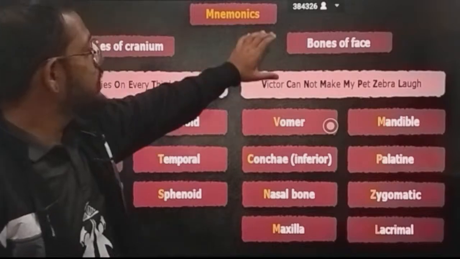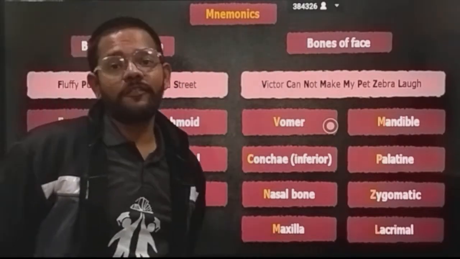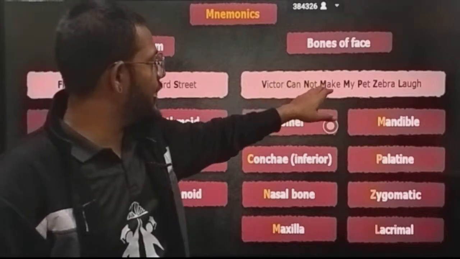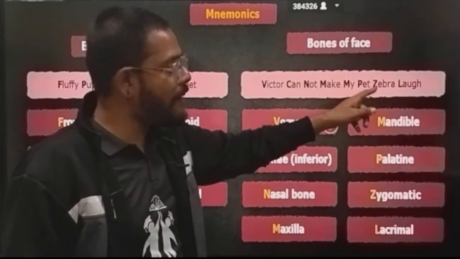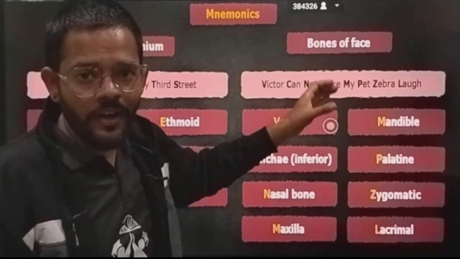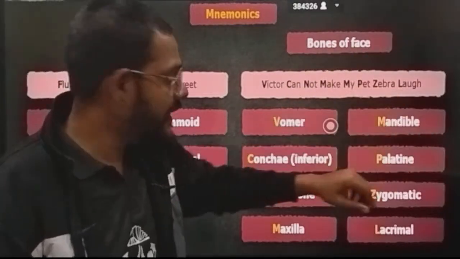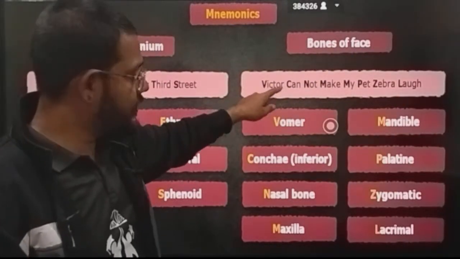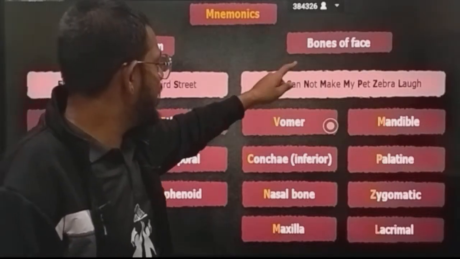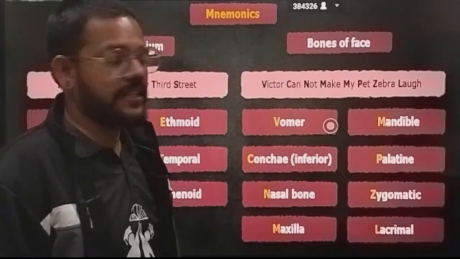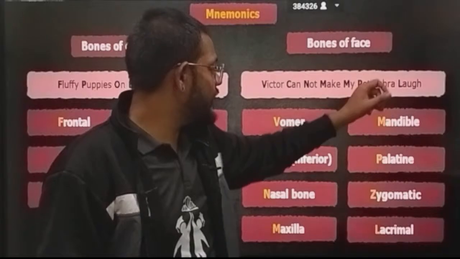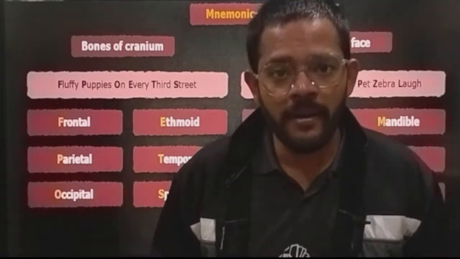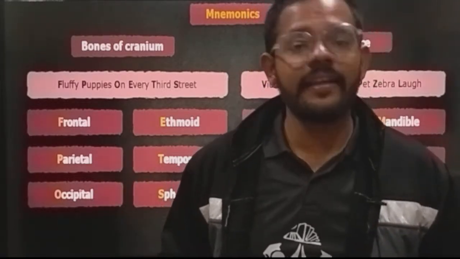Next, we have a mnemonic to recognize the bones of the face: Victor cannot make my pet zebra laugh. In which V is vomer, C is inferior nasal concha, N is nasal bone, M is maxilla, the second M is mandible, P is palatine, Z is zygomatic, and L is lacrimal. So these are the mnemonics by which you can remember the names of facial bones and cranial bones.